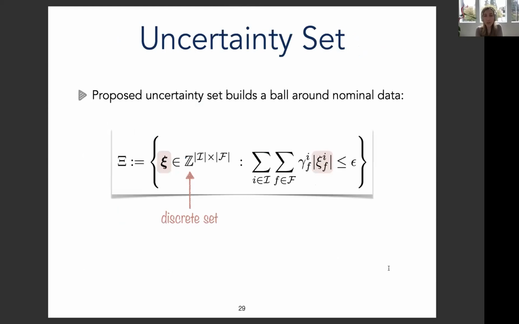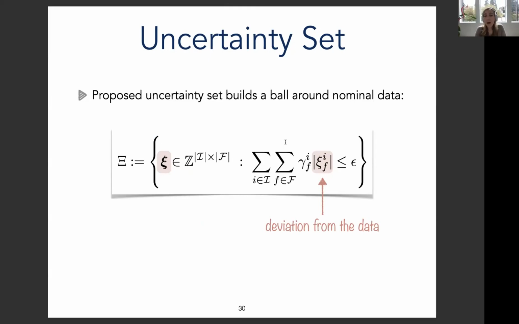All right, so there was a question about the uncertainty set. Our uncertainty set is actually going to build a ball around the nominal data. The first observation is that here the vector ξ collects all the ξ_i, the perturbations to all of the data points. We require these ξ to be discrete, to be integer in particular. And now we're going to have an uncertainty set that is over all data points and features.